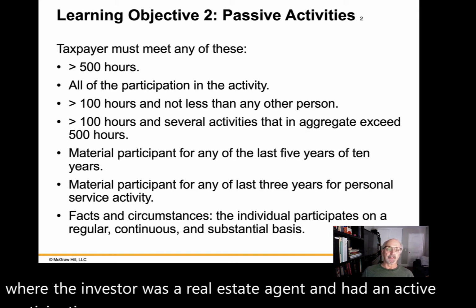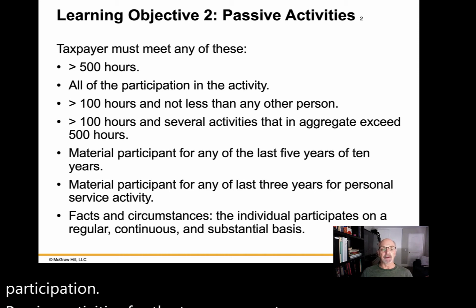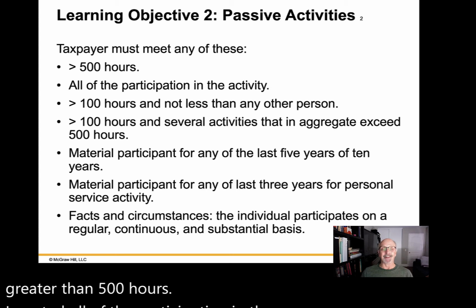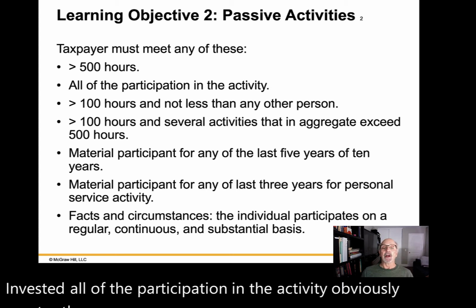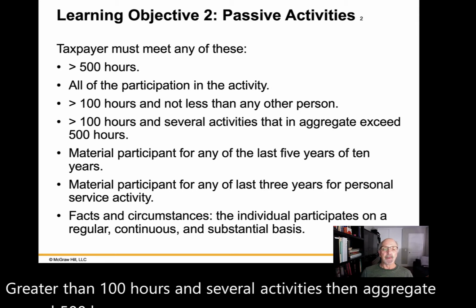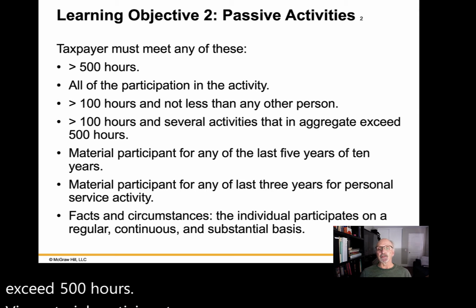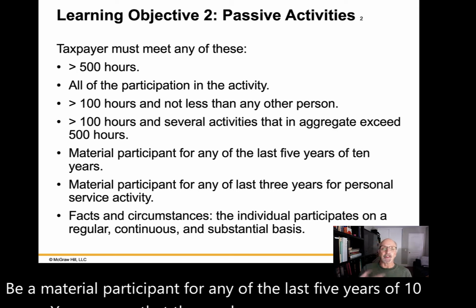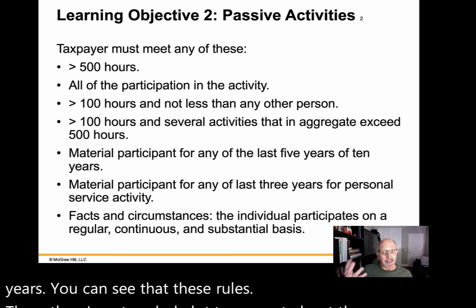Passive activities for the taxpayer must meet any of these. Greater than 500 hours invested. All of the participation in the activity, obviously. Greater than 100 hours, not less than any other person. Greater than 100 hours and several activities that in aggregate exceed 500 hours. Be a material participant for any 5 of the last 10 years. You can see that with these rules, there's not a whole lot to present about them. They're rules. They say this is this and this is that.